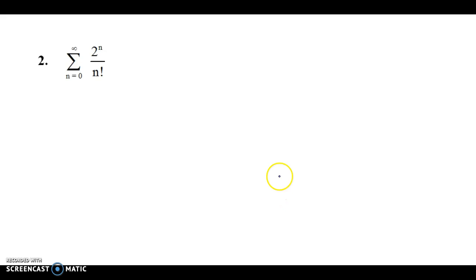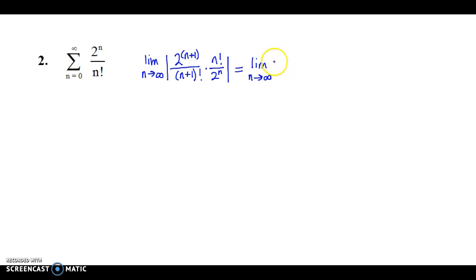Number 2, same idea, perfect candidate for the ratio test once again. So what is the limit as n approaches infinity of the absolute value of 2 to the n plus 1 power over (n plus 1) factorial divided by a sub n, which is the same as multiplying by the reciprocal of a sub n. And if you didn't notice, number 2 is just the reciprocal function from number 1.